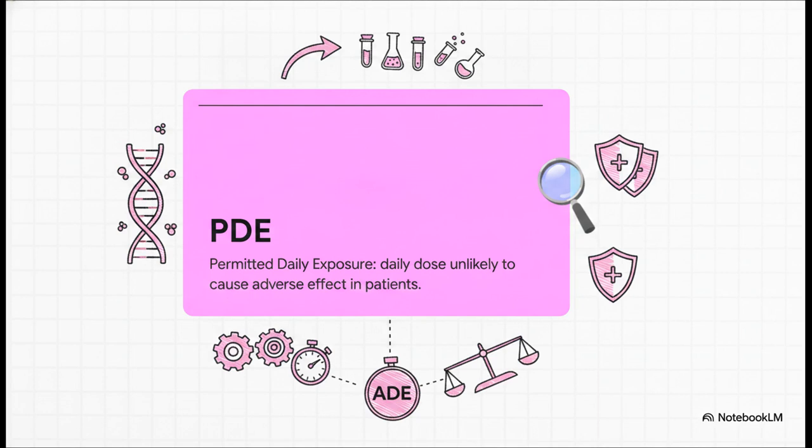At the very heart of this modern HBEL approach is this key definition, PDE, or permitted daily exposure. Basically, this is the daily dose of a substance that is unlikely to cause an adverse effect in patients receiving the product. Now, you might also see the term ADE, which stands for acceptable daily exposure. Don't let that confuse you. They're functionally equivalent terms used by regulators. These values form the operational foundation for all modern calculations. It's what shifts our focus away from just arbitrary math and toward actual human biology and toxicology.